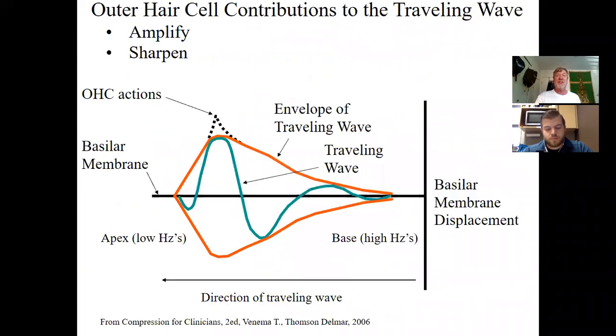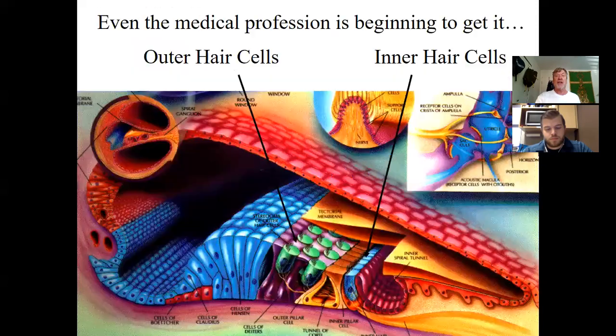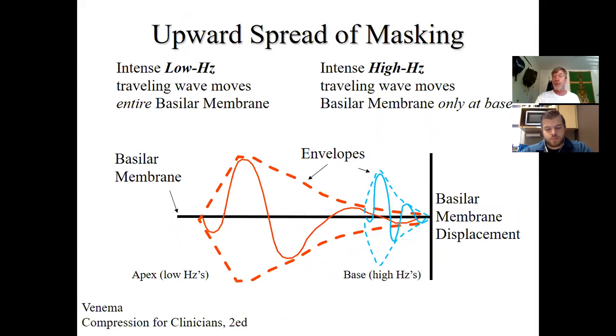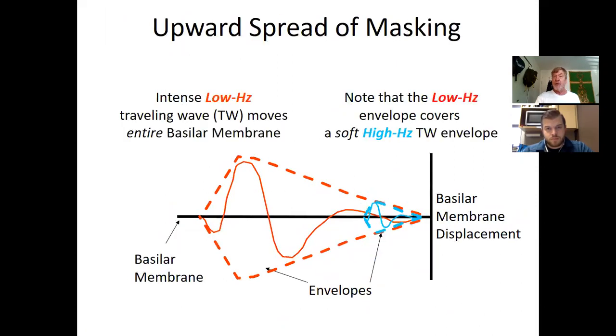We'll talk about the shape of the traveling wave now. Let's focus on that, okay? Upward spread of masking. The traveling waves are asymmetrical. This is the second part of cochlear physiology we need to really get our heads around. The first part was that outer hair cell stuff. Here's the next part. The traveling waves are asymmetrical. Low frequencies make a big traveling wave near the apex. High frequencies make a traveling wave near the base.